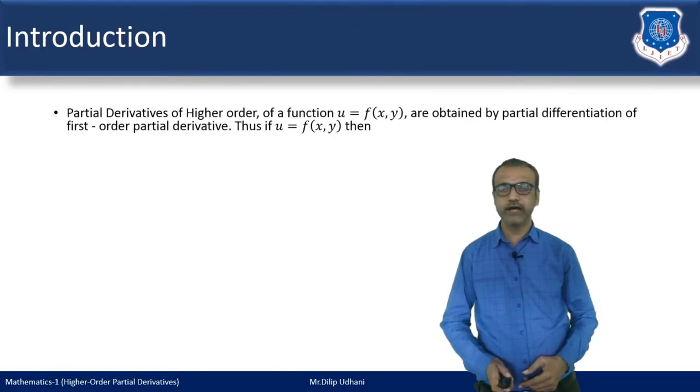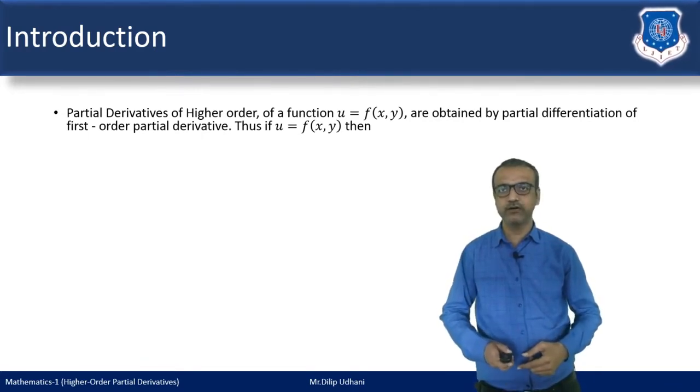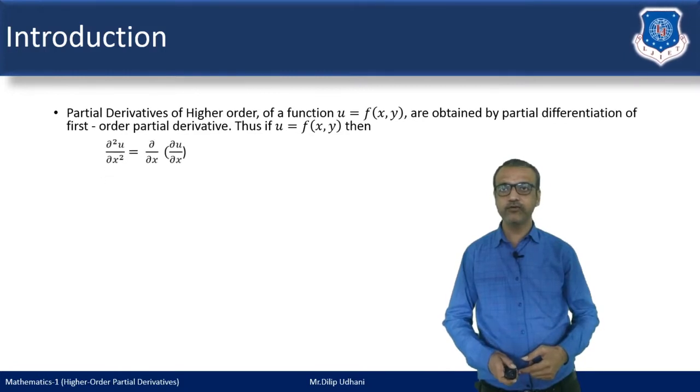Partial derivatives of higher order of a function u equals f(x, y) are obtained by partial differentiation of first order partial derivatives. Thus, if u equals f(x, y), then del square u by del x square equals del by del x of del u by del x. So this is a second order partial derivative. This is the partial derivative of u with respect to x. This is called second order partial derivative.